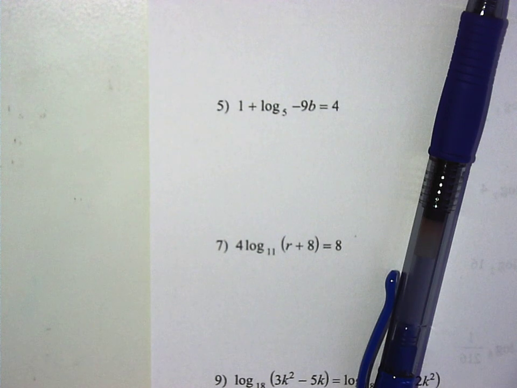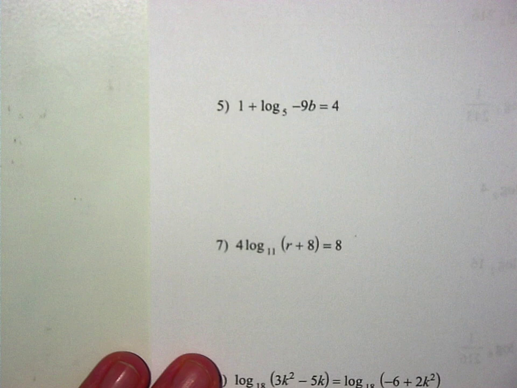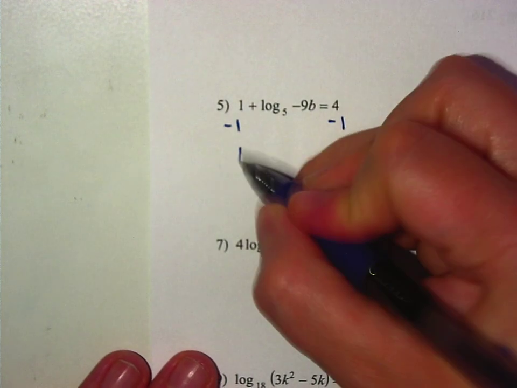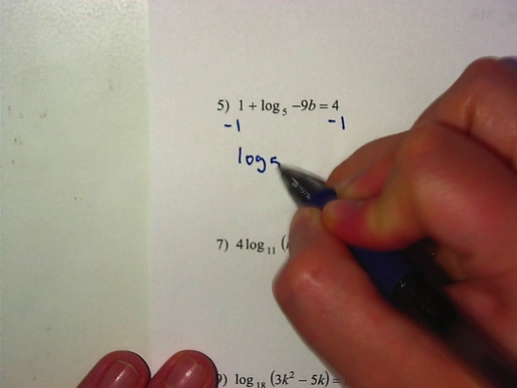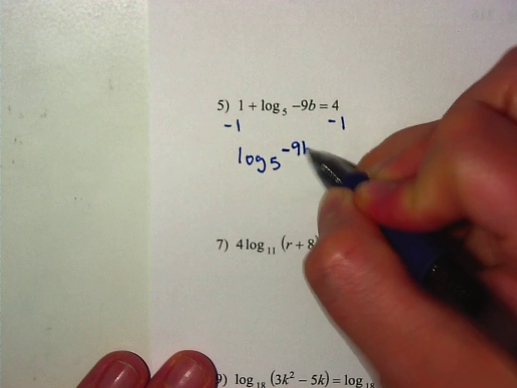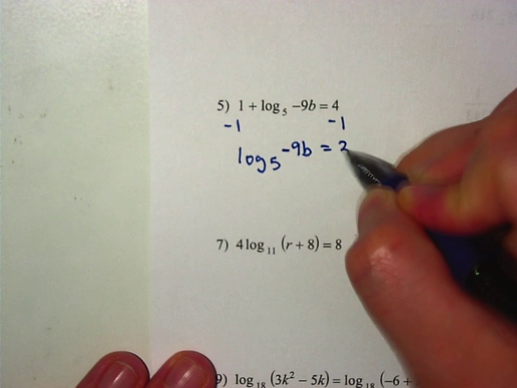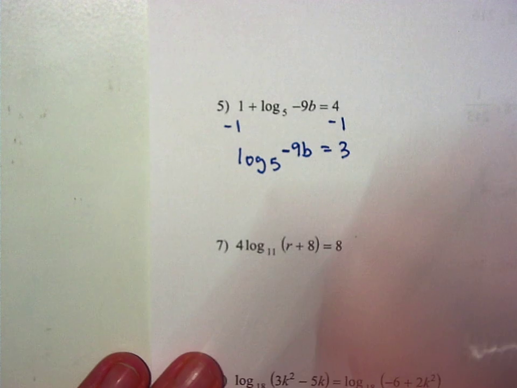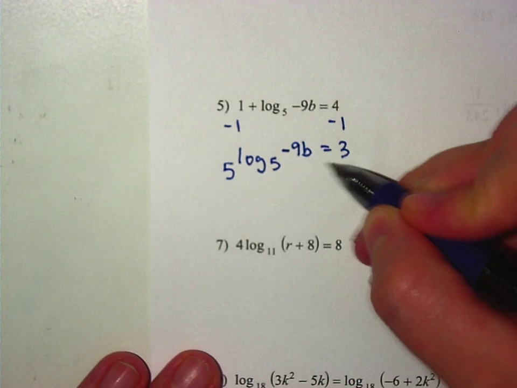Come on, guys, stop whispering. Say what you're thinking. Move the 1. Move the 1 first. You'd probably subtract 1 first. Let's subtract 1. Get that out of the way. Now I've got log base 5 of -9b equals 3. I can't touch that -9b until I get rid of my log base 5. How do I get rid of a log base 5? Put down a base 5 on both sides.